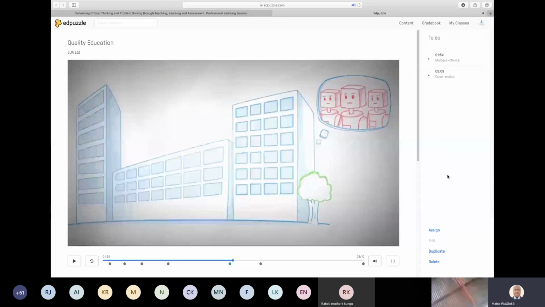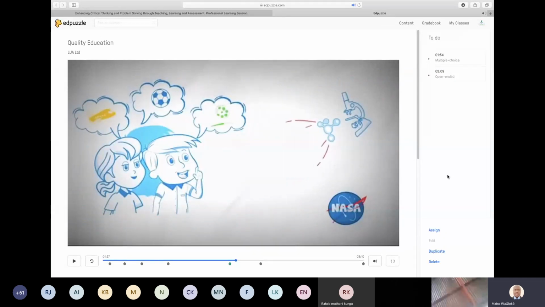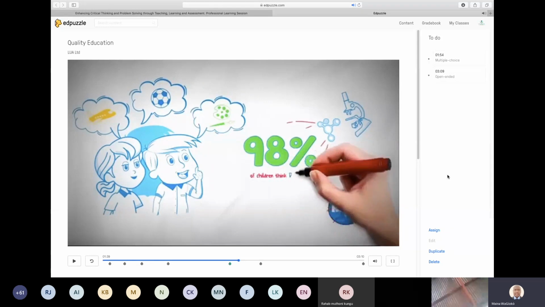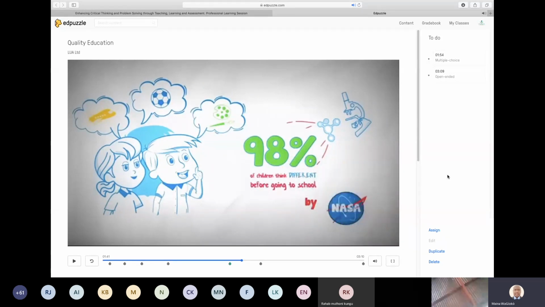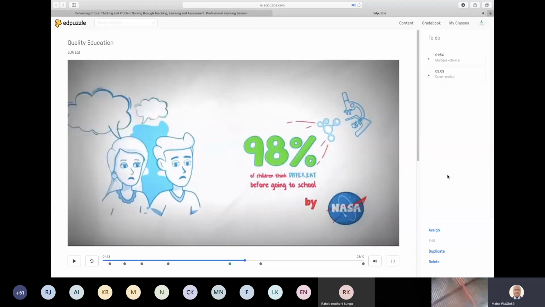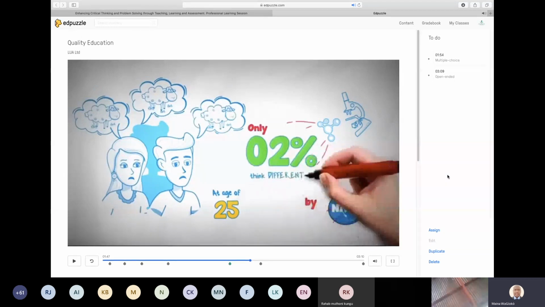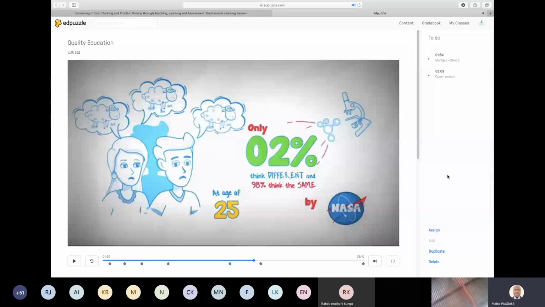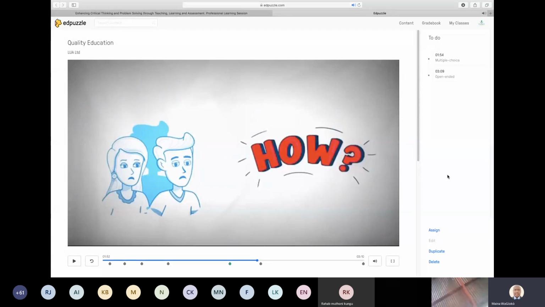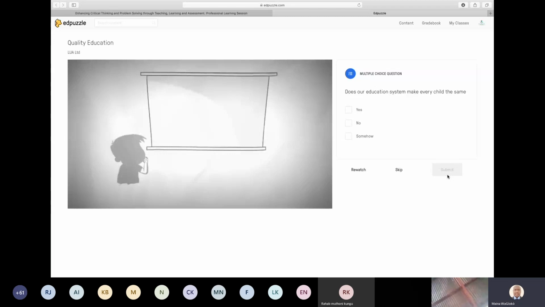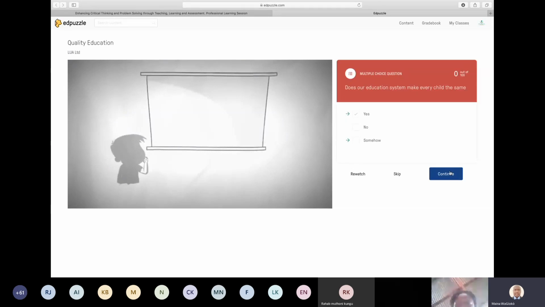The industries have changed. A study by NASA shows that 98% of children think differently before they start going to school. As they go through this education system, at 25 years of age, only 2% think differently and 98% think the same. So how does the education system make every child the same? Here it is asking, does our education system make every child the same? According to you, you answer what you think, and then we continue.